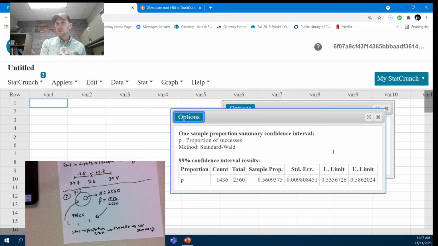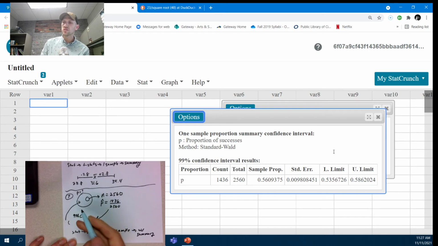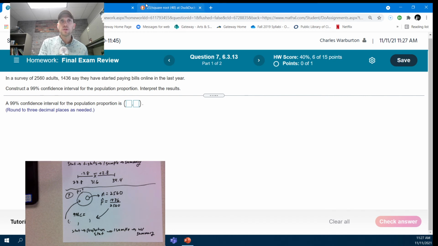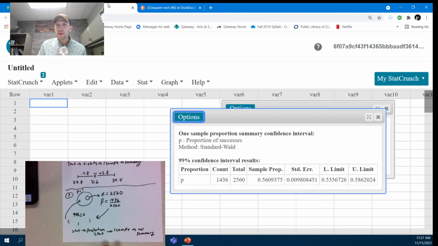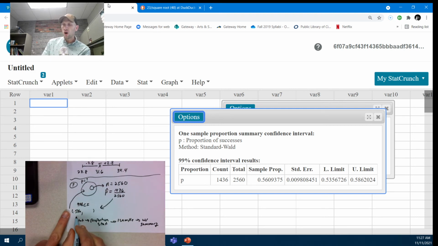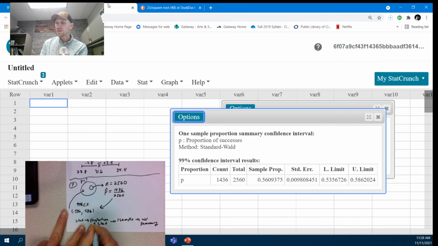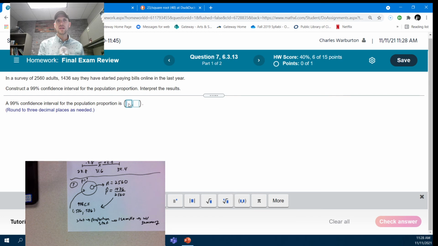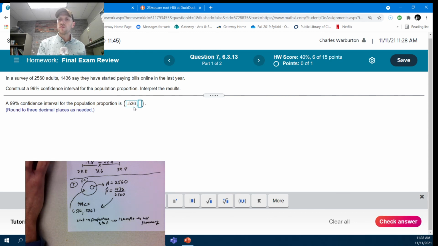There it is. So on the low end, we could expect the population proportion of people starting to pay their bill online to be, let's see how many decimal places they want this, 3 decimal places, okay, 0.536. So almost 54%, right? All the way up to 0.586. So somewhere between 53.6 and 58.6% of the people, somewhere in between there is the proportion of people that started paying their bills online for the entire population. Just based on that sample data, we can get information about the population. All right, so here comes the low end and the high end. On the low end, 0.536. On the high end, 0.586.